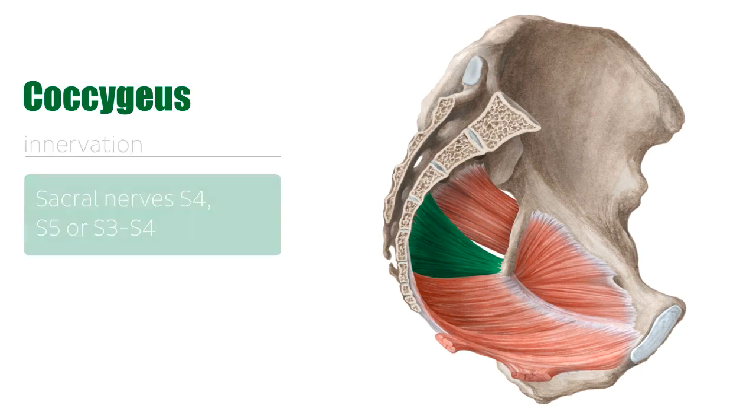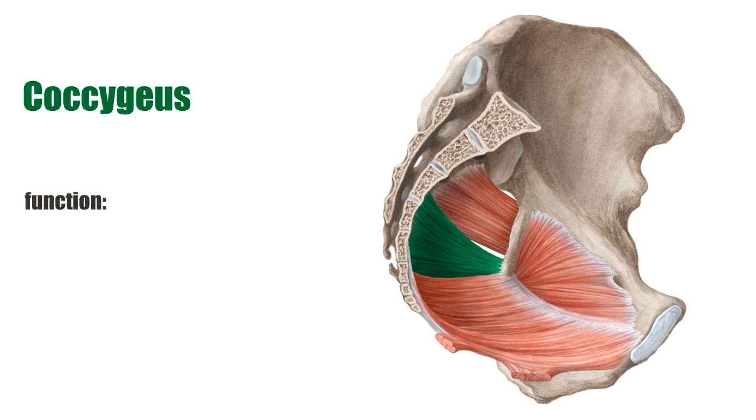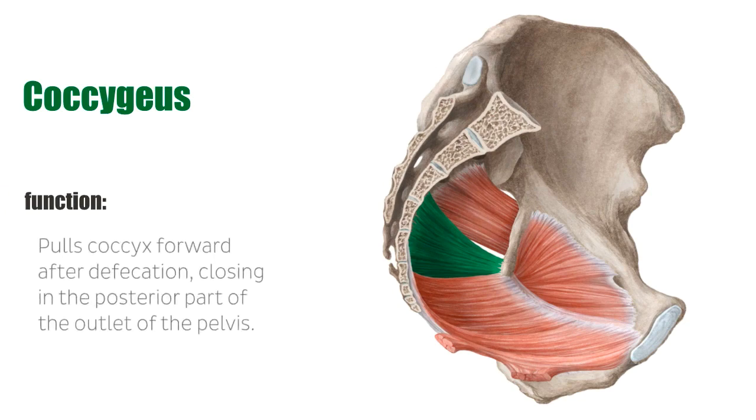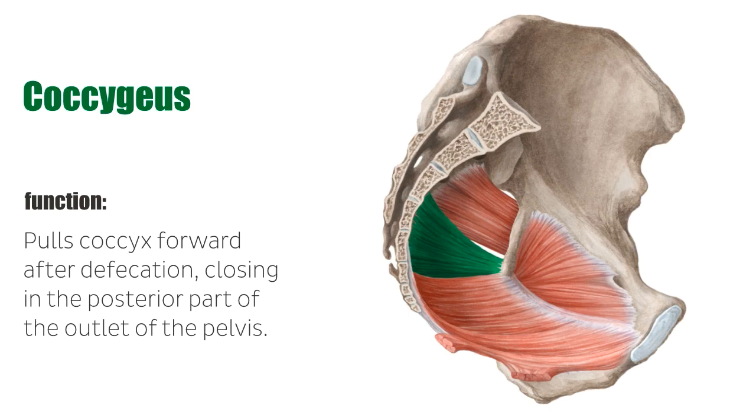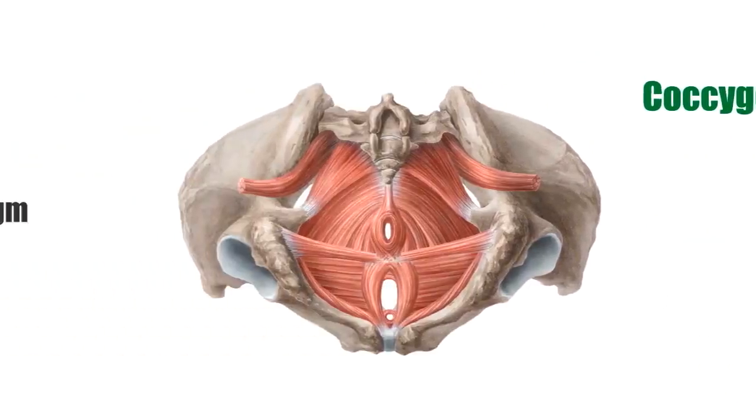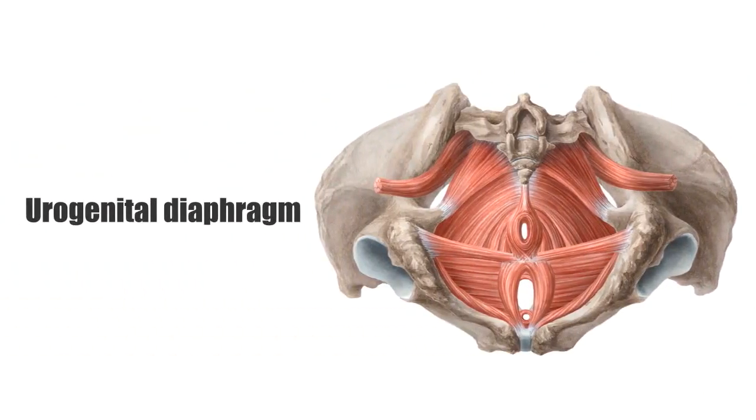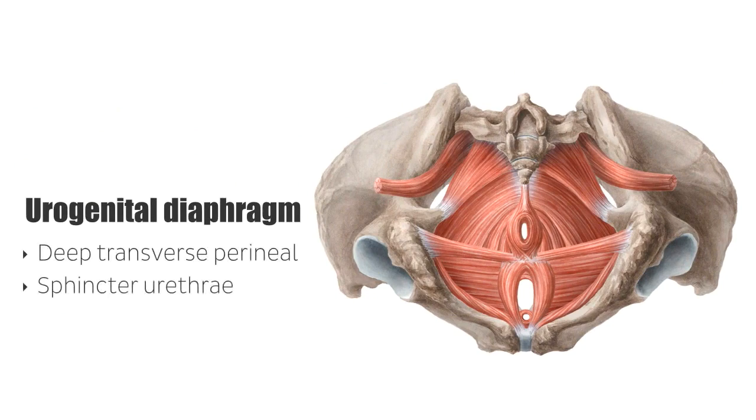As for the main function of the coccygeus muscle, this muscle will be pulling the coccyx forward after defecation, closing in the back portion of the outlet of the pelvis. The next group of muscles will be forming the urogenital diaphragm, and they include the deep transverse perineal and the sphincter urethrae.